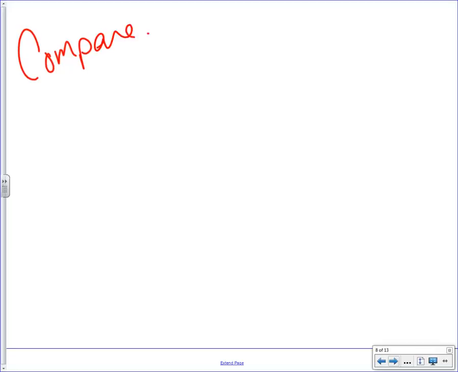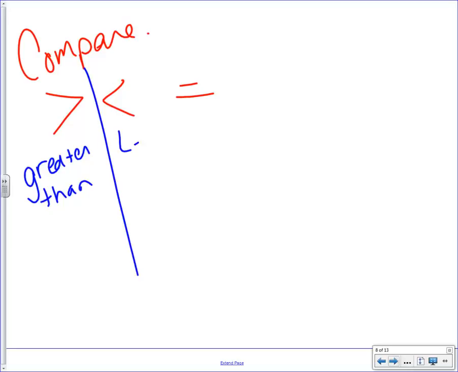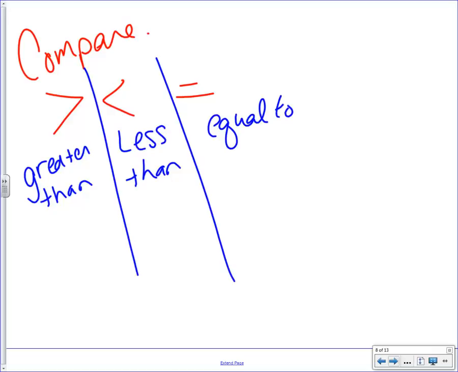When you compare fractions, we're going to use a couple of symbols, and those symbols are these guys right here. I want you to see that this first one is greater than. The second one over here is less than, and the last one is equal to.